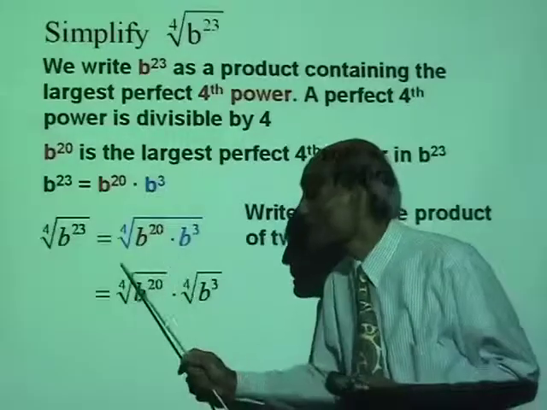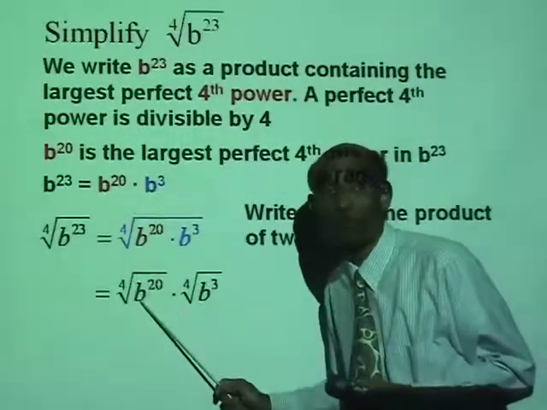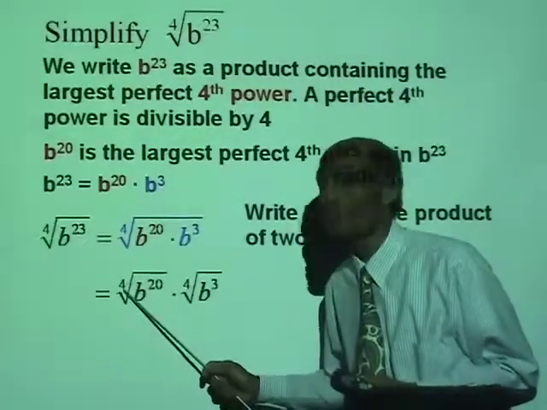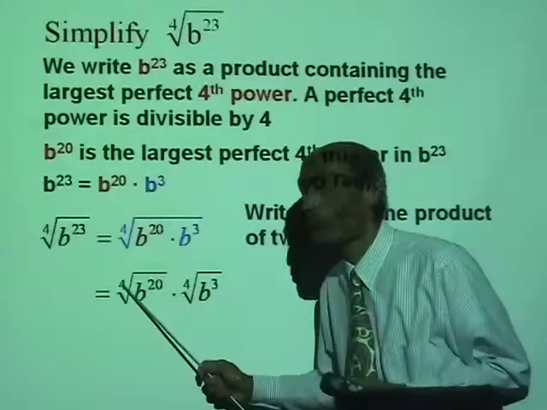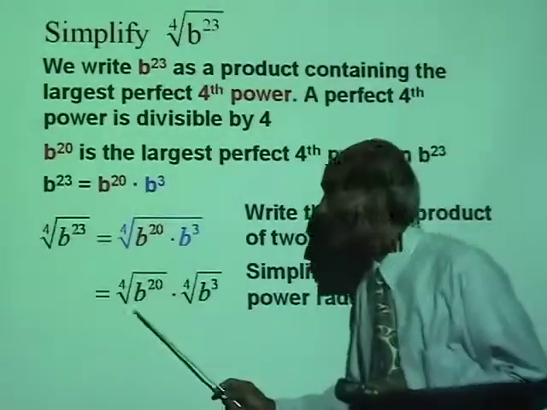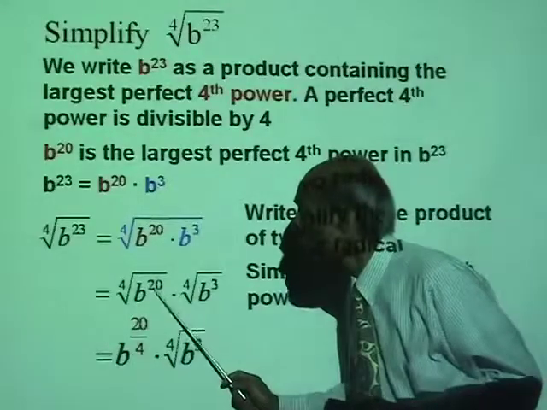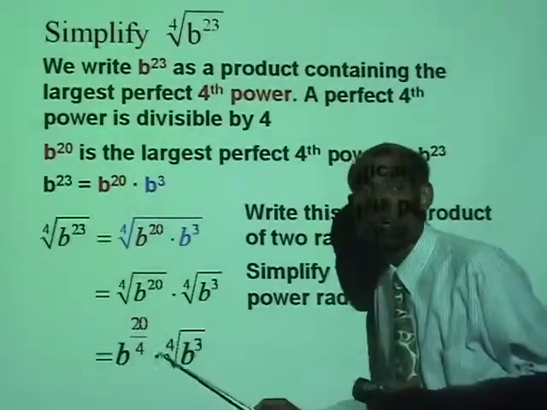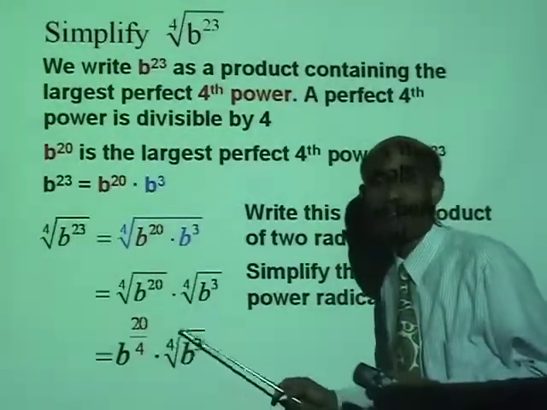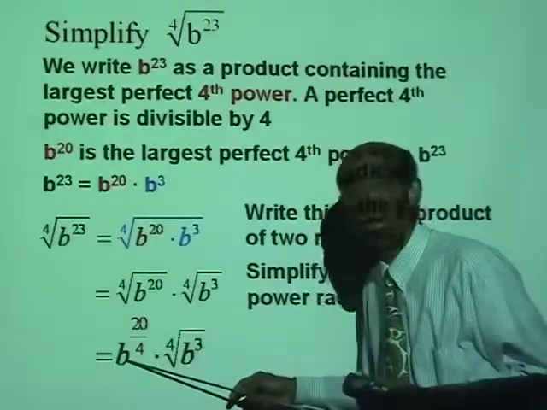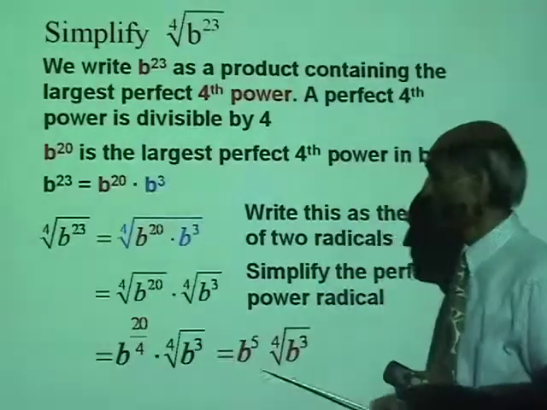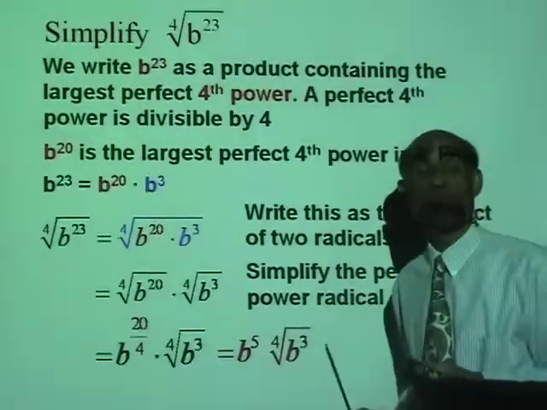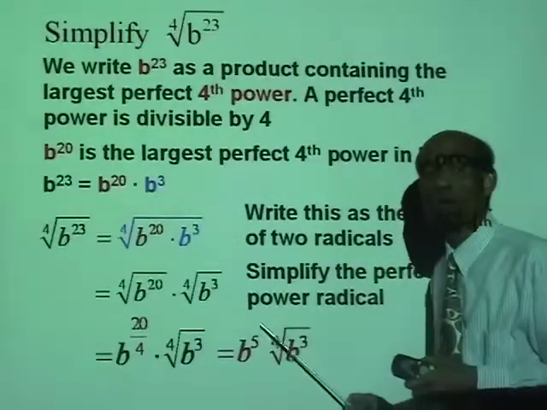Why did we do that? This is a perfect fourth power, which means you can now take the fourth root of this. What do we do? Divide the power by 4. There you are. So, this will be b to the power of 20 divided by 4 times the fourth root of b cubed. This cannot be simplified any further. That's going to stay like that. But this is now b to the power of 5. So our answer is b to the power of 5 times the fourth root of b cubed. Okay?